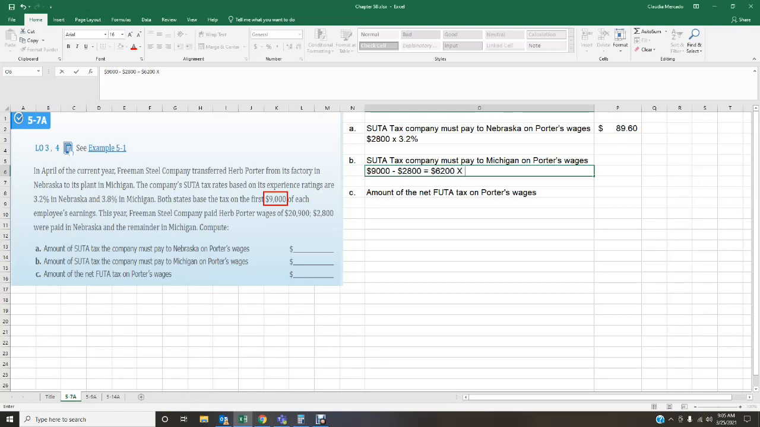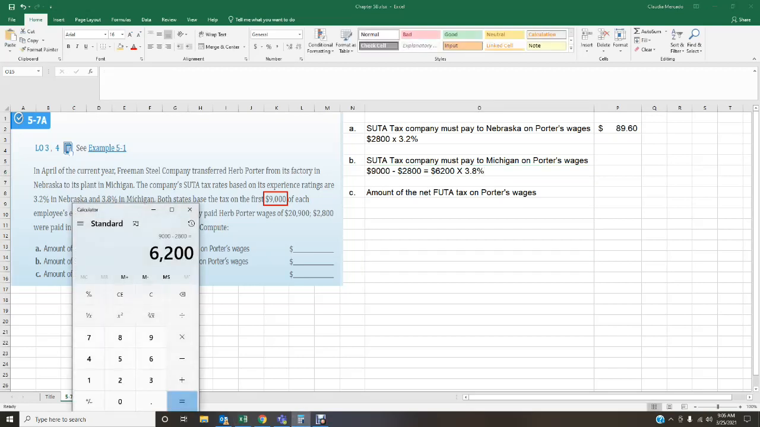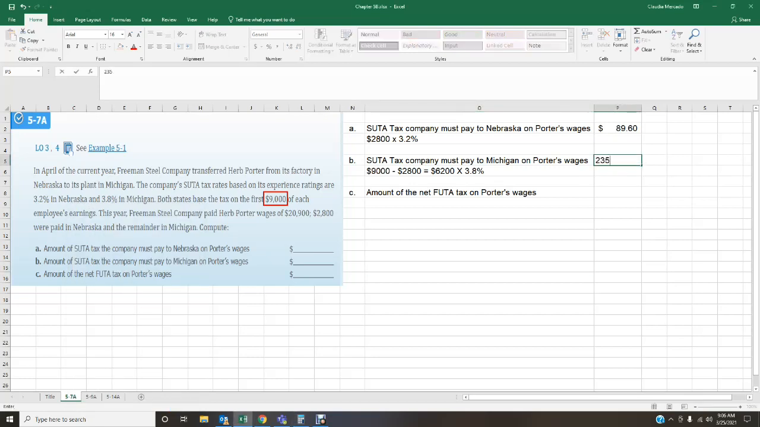Once I get my $6,200, I can multiply it times my rate in Michigan, which is 3.8%. Okay? And let's see what that gives us. 6,200 times 3.8%. That gives me $235.60. So I'm going to put that right there. So my SUTA for Nebraska is $89.60. My SUTA for Michigan is $235.60.